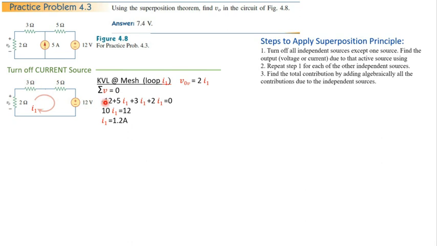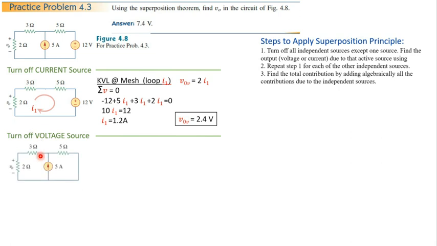2 plus 3 is 5, plus 5 equals 10, so it's 10 I1 minus 12 V, because since it's coming out of the negative, it's negative. So we put it on the other side for it to be positive. It will be 10 I1 equals 12, which makes I1 equal 1.2. Multiply that by 2, since Vo is 2 times I1, and I1 is 1.2, so it's 2 times 1.2, which equals 2.4.